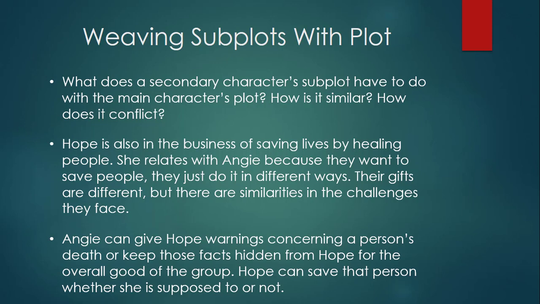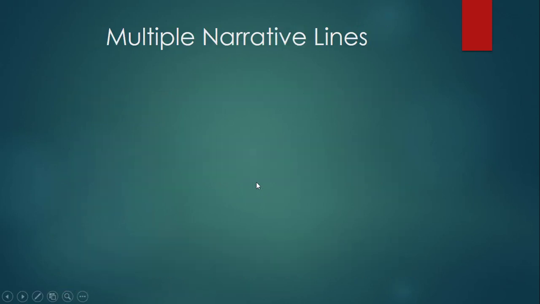And it would be best for the overall good of the group as a whole that Hope doesn't interfere with the laws of God and nature and death, really, and abuse that power. And so by not discussing it and not talking about it, it can cause problems in their friendship. So, these are the kind of conflicts that you'll see and how these plots and subplots can weave together.